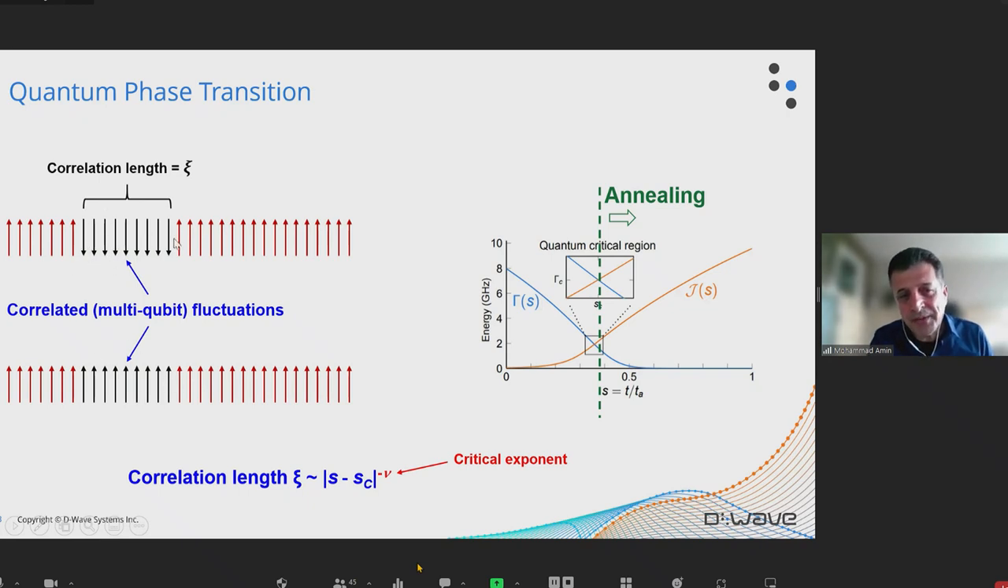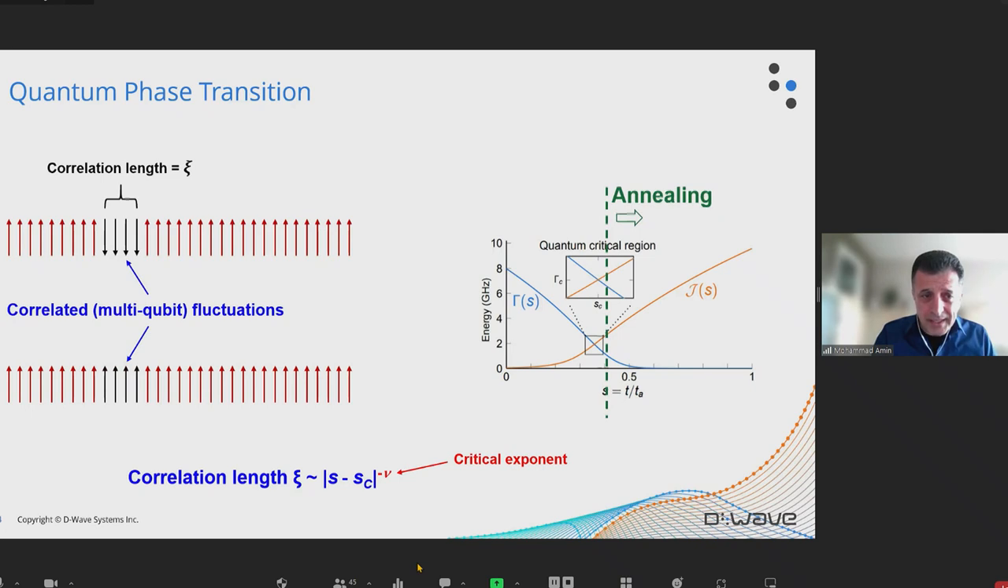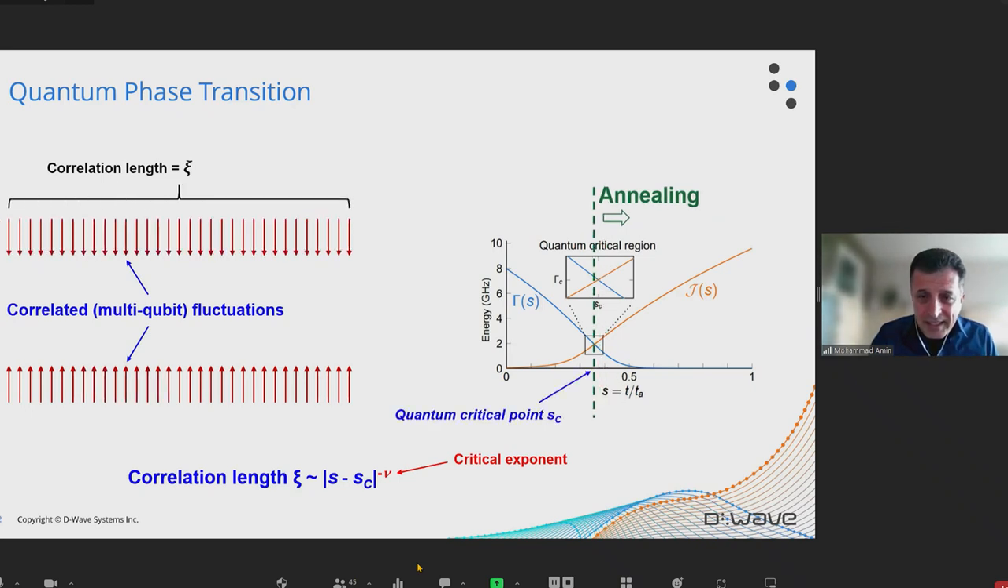And the size of the fluctuations, again, defines the correlation length, not the size of the order, the size of the fluctuations. And as you go further and further, this size shrinks, and eventually you get an ordered phase. But you see that the size of the correlation length depends on how close you are to this critical point. The critical point is right when these two lines cross.